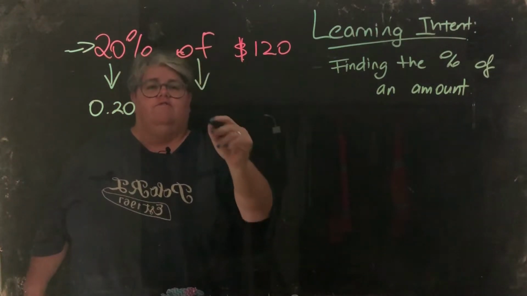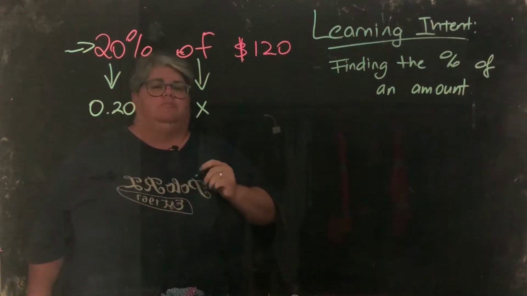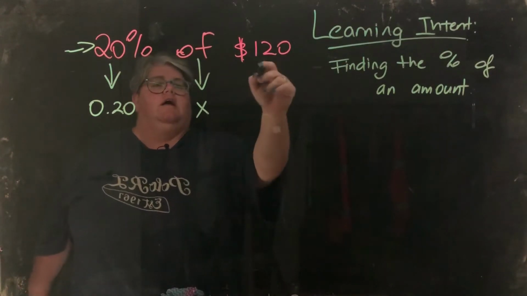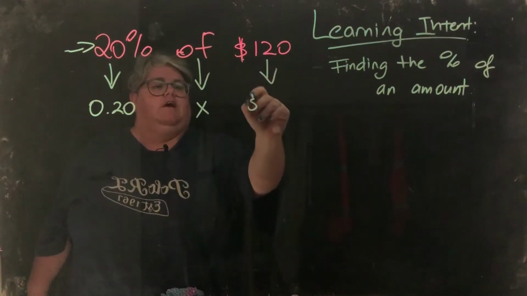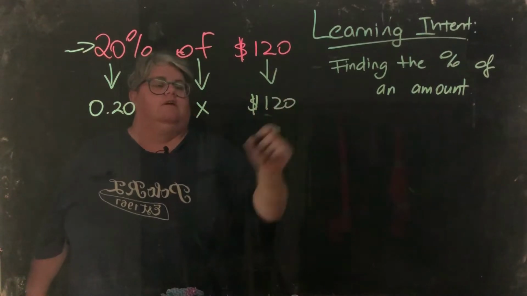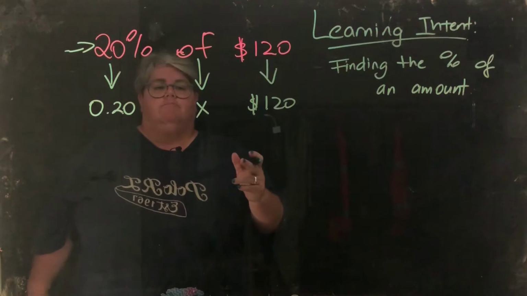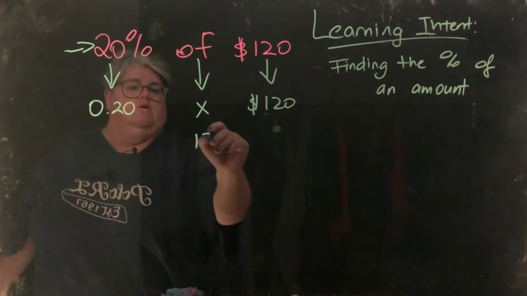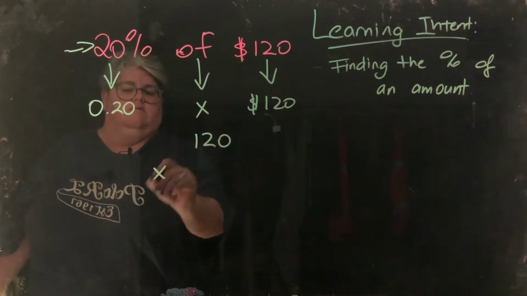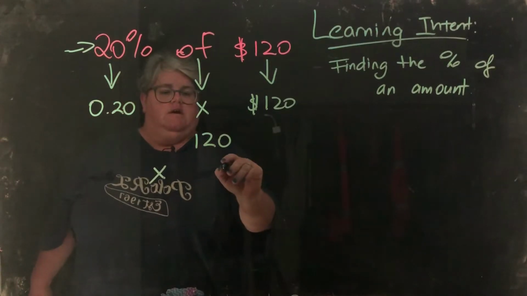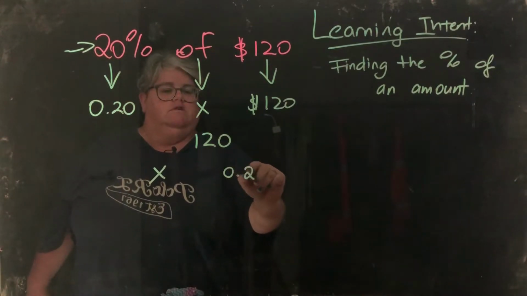Normally when we're talking about this, it's a multiplication, okay? And this is our amount, so let's say $120. How we do this is take this down here, put our multiplication here, and we go 0.20.